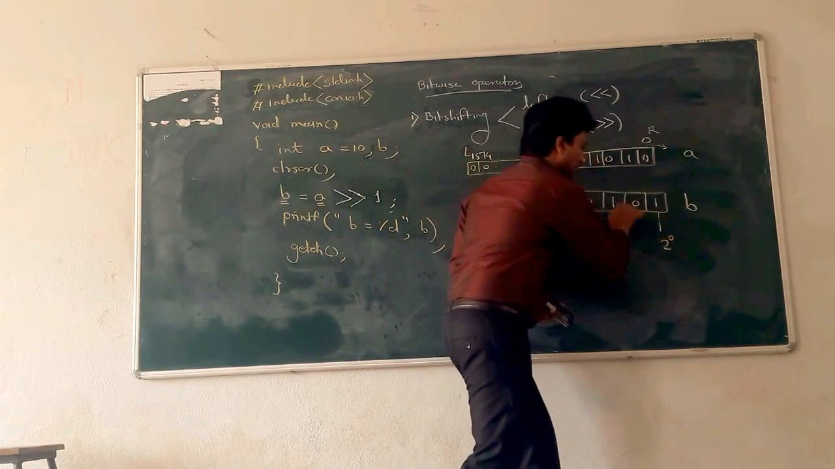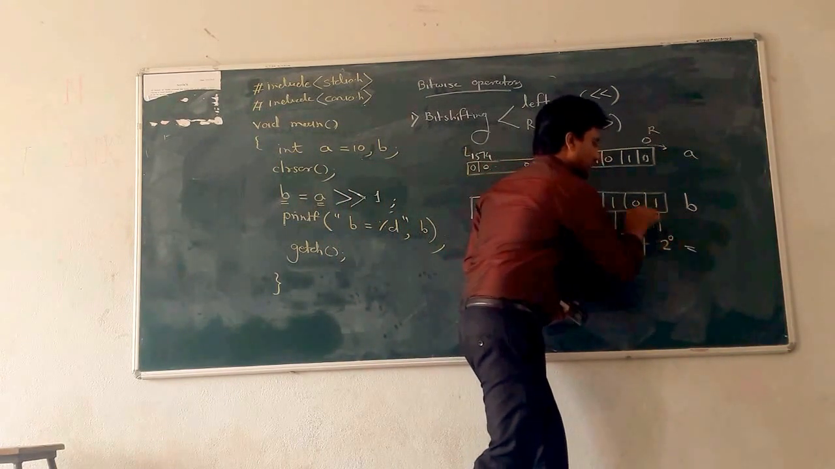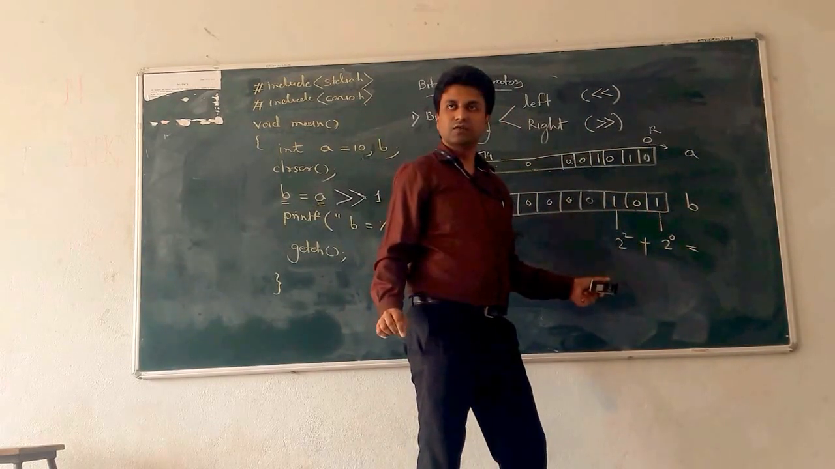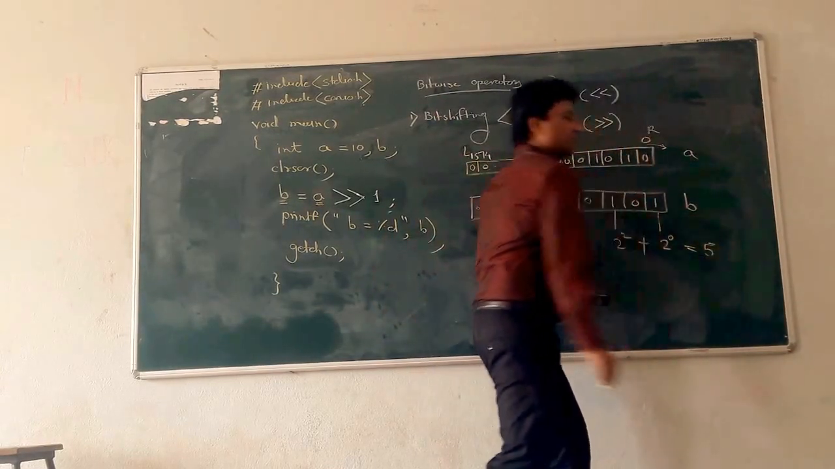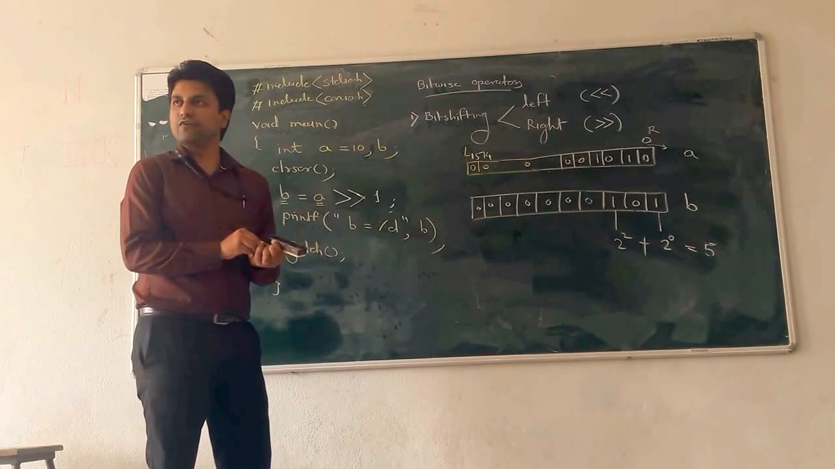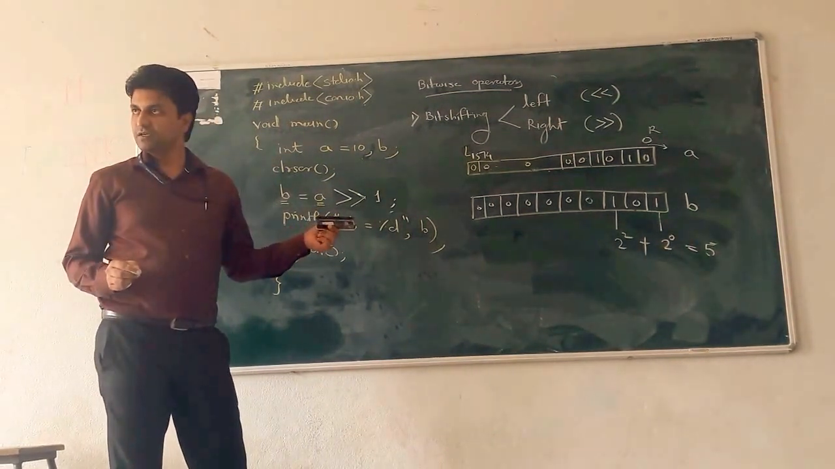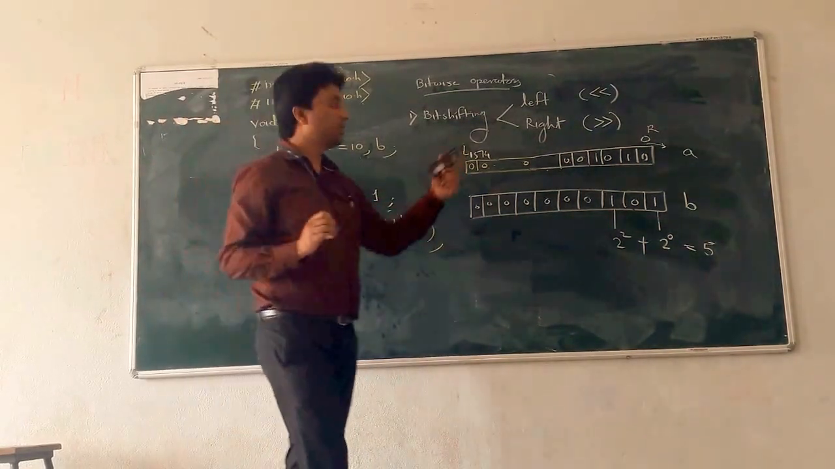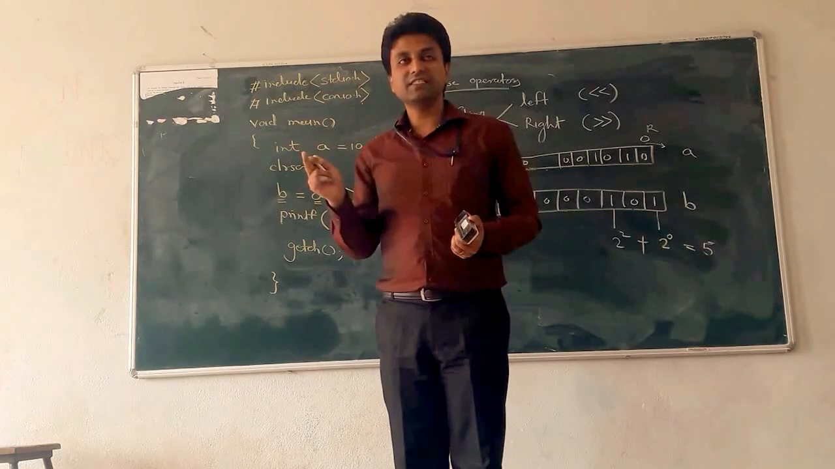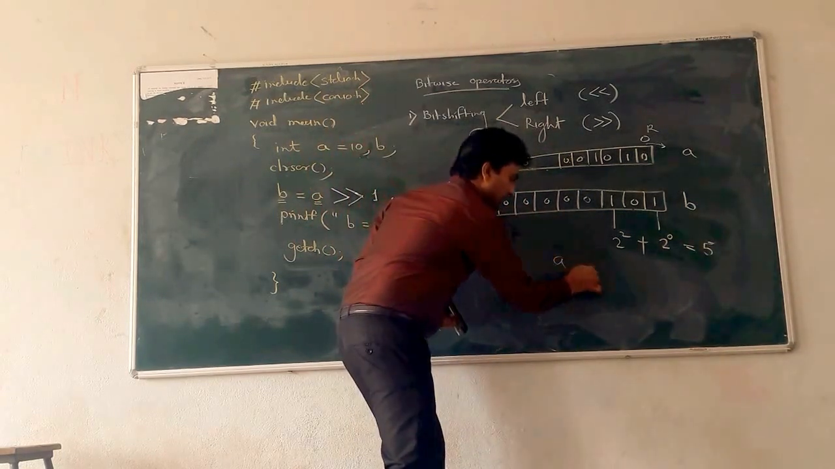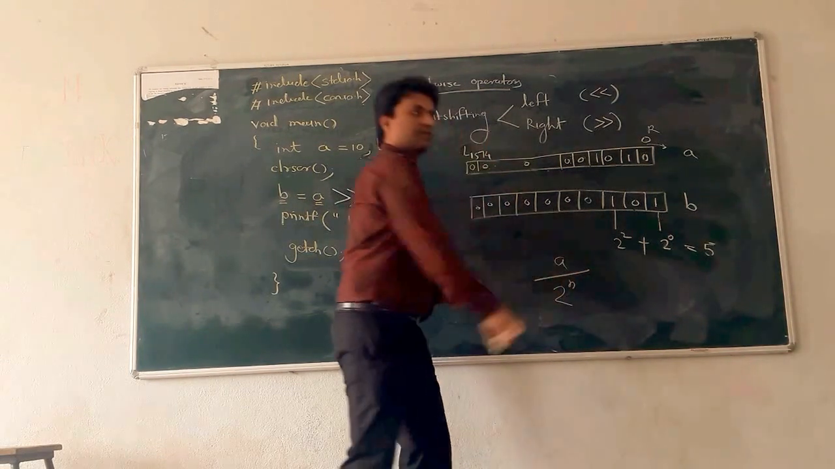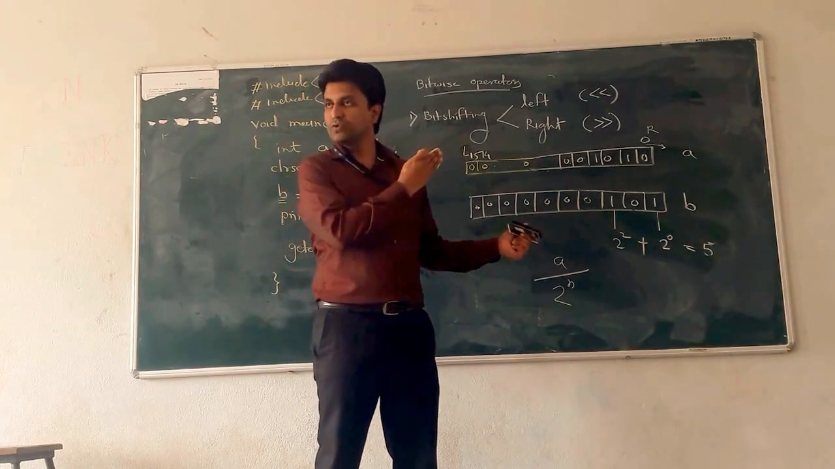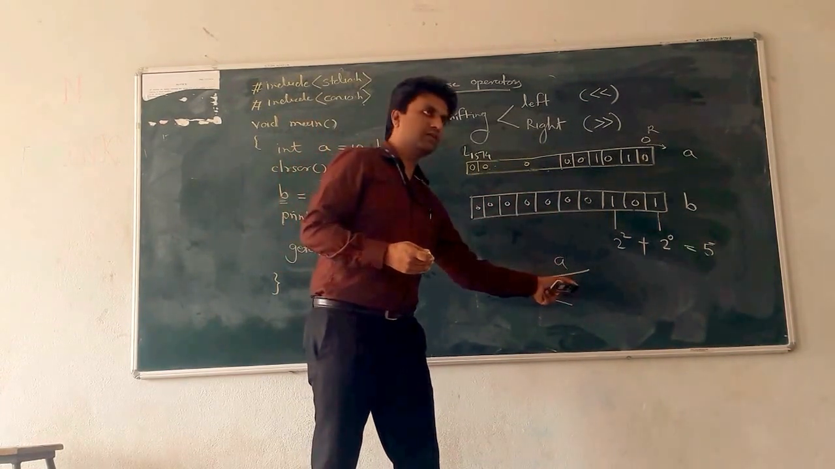So what is the value now? 2 raised to 0 means 1, 2 raised to 2 means 4, and the middle bit is 0, so don't consider it. So it becomes 5. Understand what is the meaning? If the number is right shifted by one bit, that number, whatever it may be, is divided by 2 raised to n, where n is how many bits you want to shift the number to the right. Here, by one bit only.